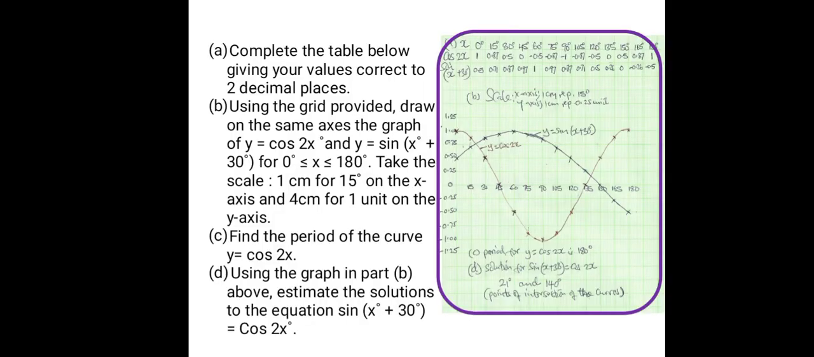Complete the table below giving your values correct to 2 decimal places. Using the grid provided, draw on the same axis the graphs of y = cos 2x degrees and y = sin (x degrees + 30 degrees) for the range between 0 and 180 degrees. Take the scale 1 centimeter for 15 degrees on the x-axis and 4 centimeters for 1 unit on the y-axis. Find the period of the curve y = cos 2x.